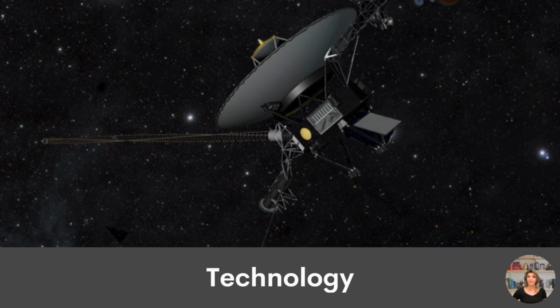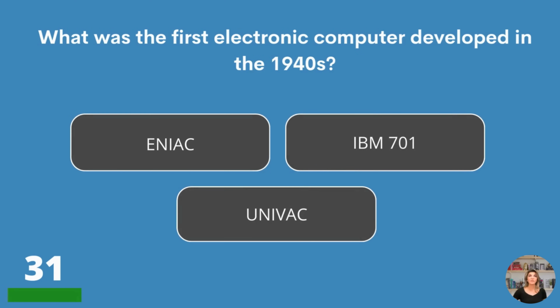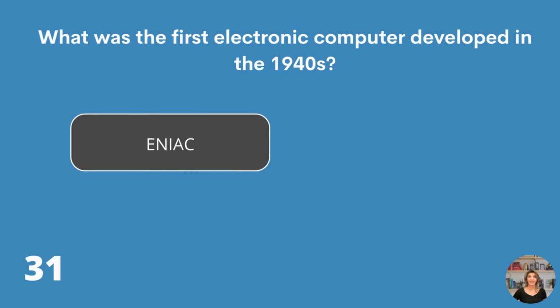And let's move over to technology for question 31. What was the first electronic computer developed in the 1940s? The ENIAC, the IBM 701, or the UNIVAC? The ENIAC.